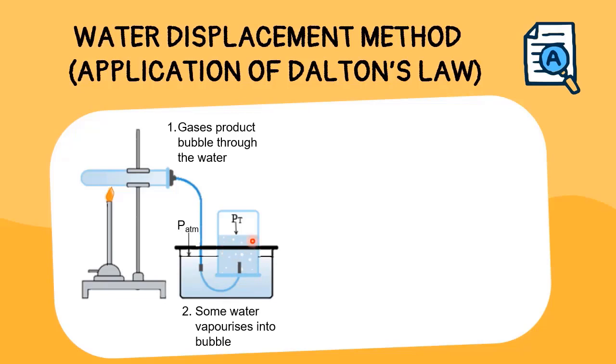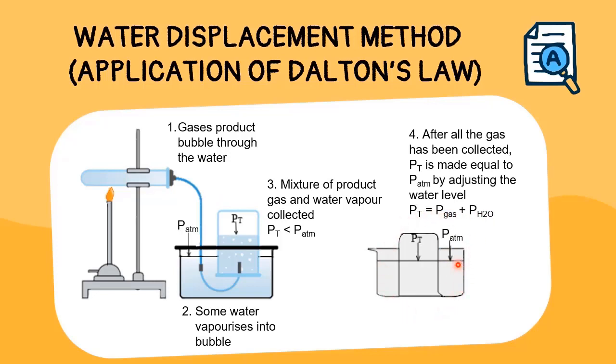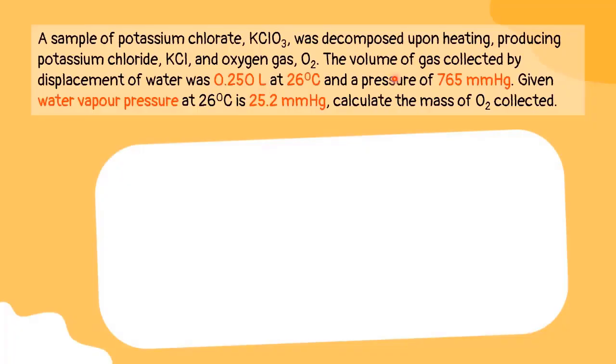Then the mixture of product gas and water vapor will be collected at a total pressure, but the value is less than the atmospheric pressure. As you can see here, the atmospheric pressure is greater than the total pressure inside the beaker. Lastly, once all the gas has been collected, the total pressure is made equal to the atmospheric pressure by placing the whole beaker in the water. Now, the total pressure has become the sum of the partial pressure of the gas and the partial pressure of the water vapor. Let's try to solve a problem regarding the water displacement method.